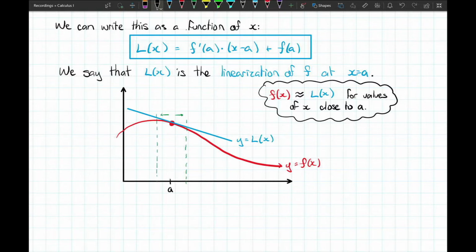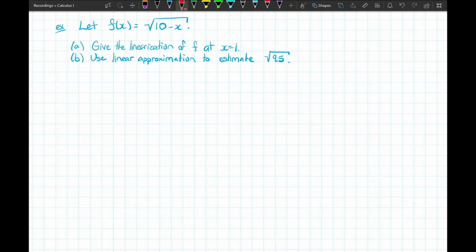Here's an example. All right, let's suppose we have the function f of x equals the square root of 10 minus x. Well, let's look at the linearization of this function around x equals 1. So to do that, we know, of course, x equals 1, but we need to know what f of 1 is. If we plug that in, it's just going to be the square root of 10 minus 1, which is going to be the square root of 9, or just 3. So this is really just finding the equation of the tangent line at the point (1, 3).